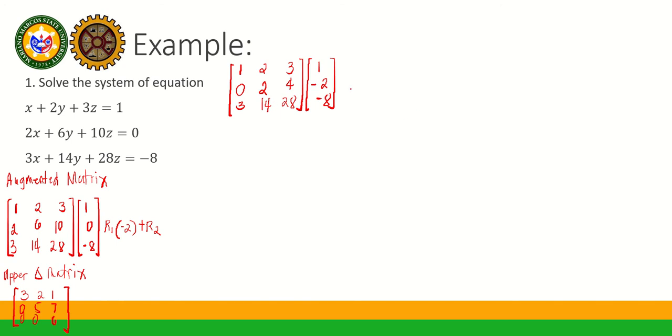So, dito, apply natin yung formula na, sige, R1 muna tayo. R1 times negative 3 plus R3. Okay, so that maging 0 ito. So, our new matrix will be, this is 1, 2, 3, and then meron tayong 1 dito. For our second row, that is 0, 2, 4, and negative 2. So, R1 times negative 3, that is negative 3 plus 3, that is equal to 0.